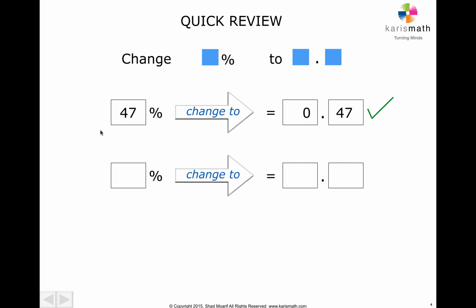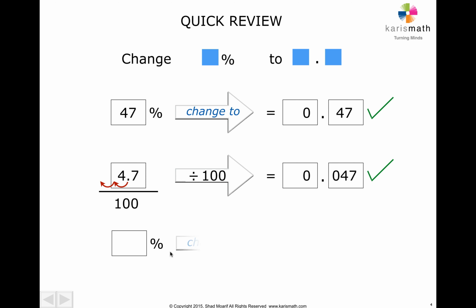What about this one? 4.7% is what in decimal? Quick, you tell me. Yes, you'll divide this by 100 too, right? So if you divide it by 100, this decimal point goes 2 places back, and what's the answer? 0.047. Very good. Excellent.